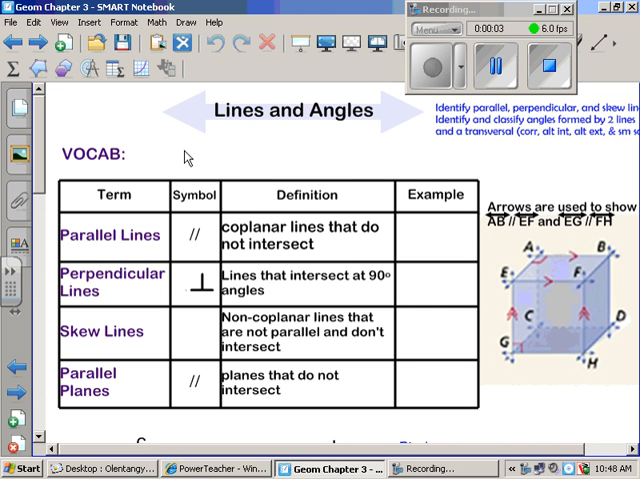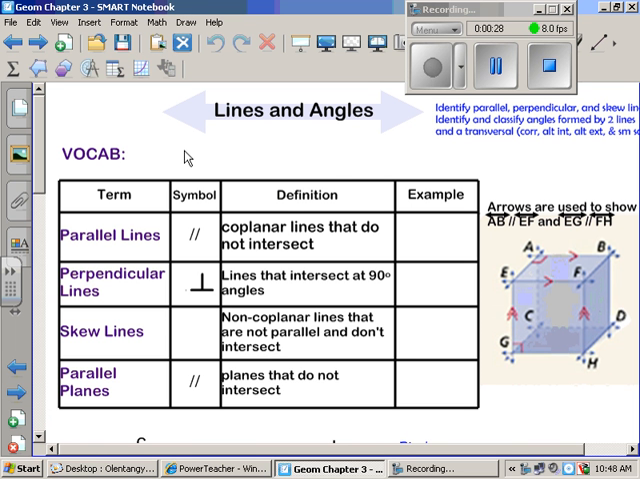Right, so today we're starting chapter 3. Again, because it's the beginning of the chapter, there's a ton of vocabulary we've got to learn. We're going to talk about parallel, perpendicular, and skew, which hopefully you know two out of three of those. And then we're going to talk about some angles that are formed when we get some lines intersecting other lines. But let's start, first of all, with parallel, perpendicular, and skew.